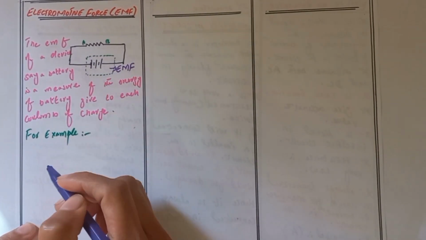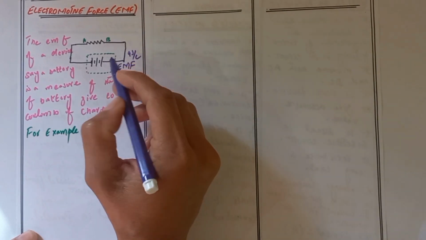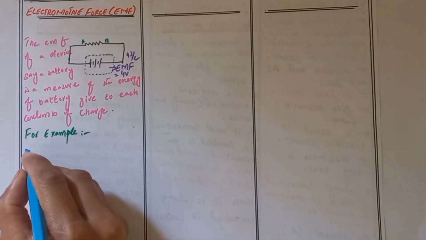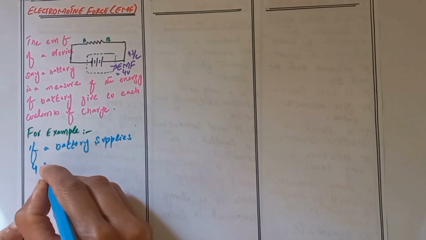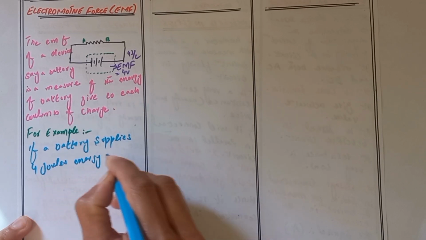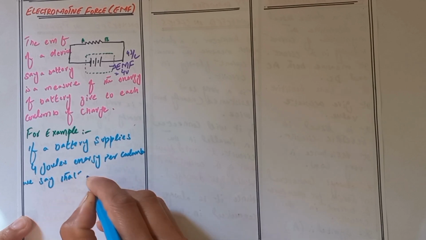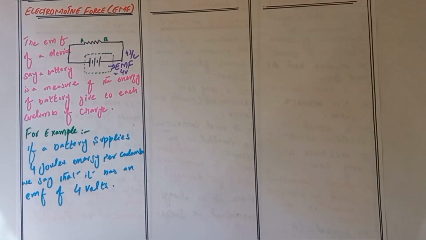This is the EMF. For example, if a battery gives 4 joules of energy per coulomb, it means its EMF is 4 volts. So we write, for example, if a battery supplies 4 joules of energy per coulomb, we say that it has an EMF of 4 volts.